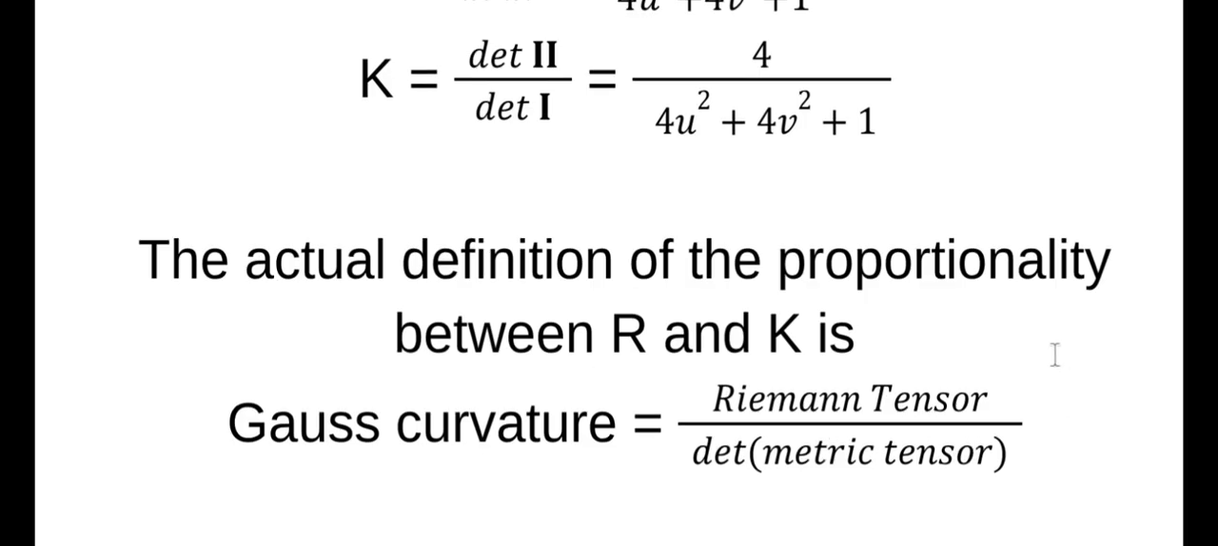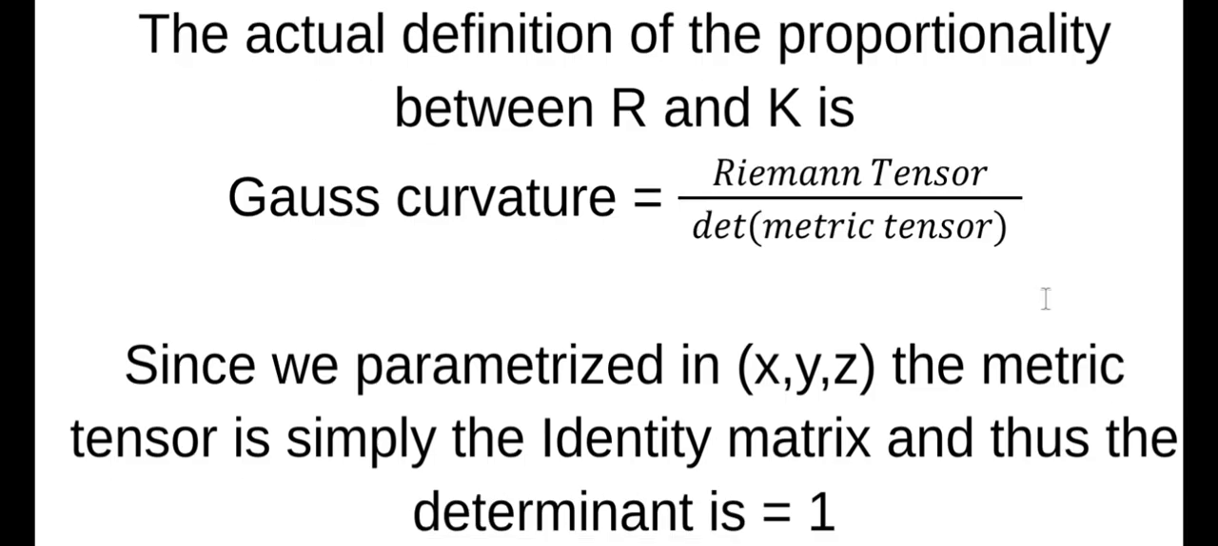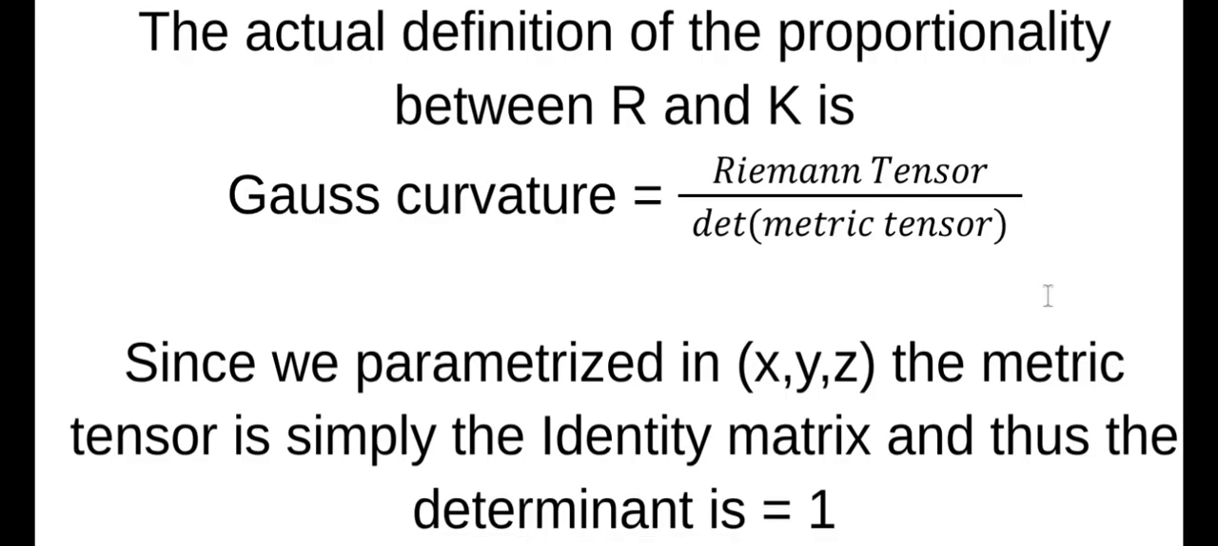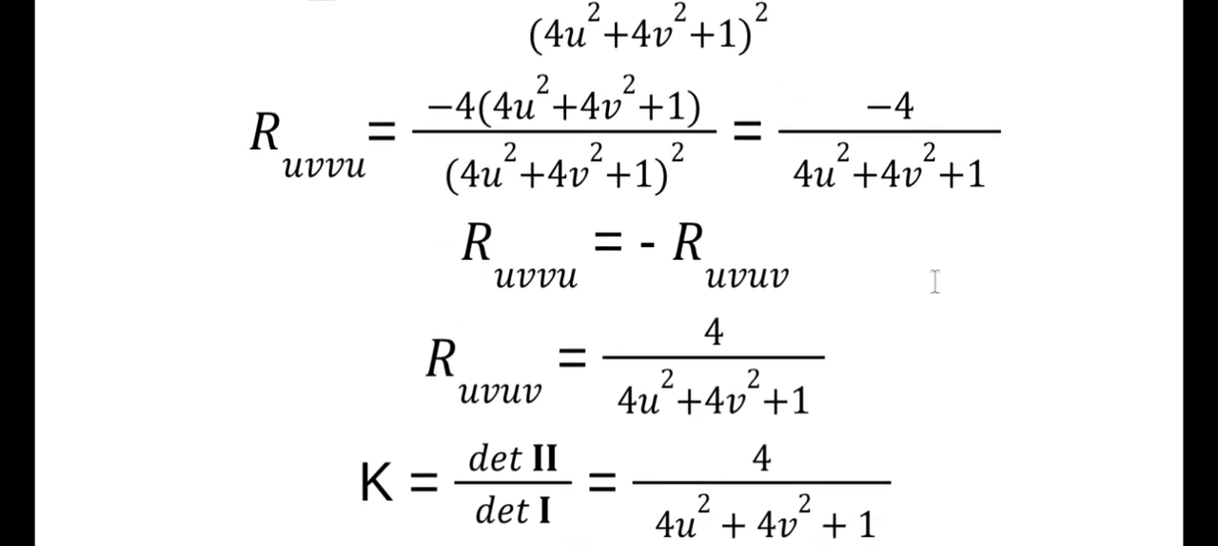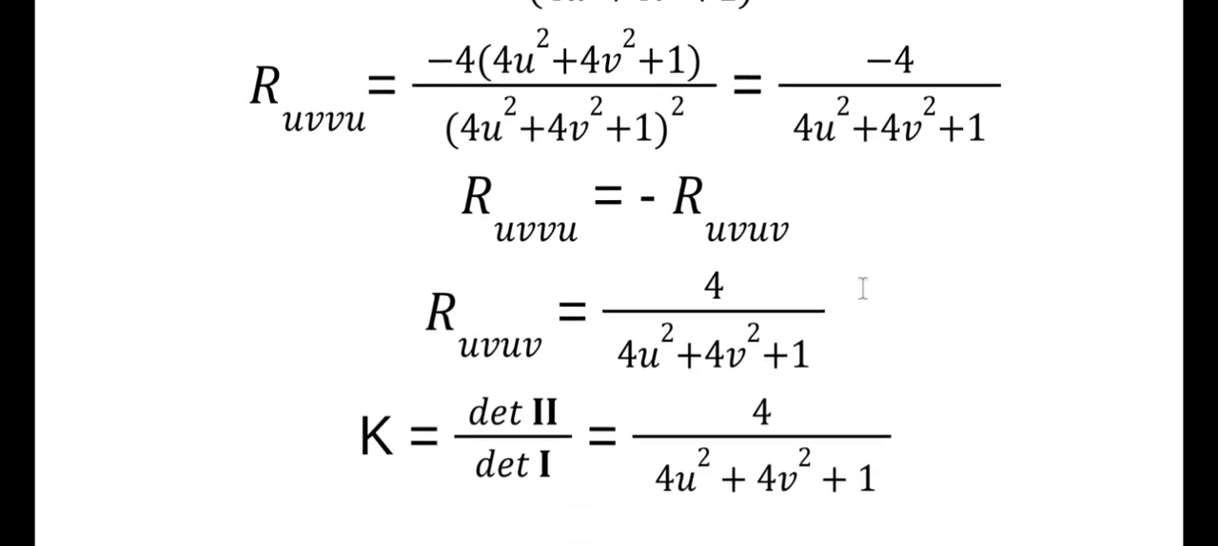But now remember, we parameterized in x, y, z. So that's the metric tensor of the Cartesian space, which is the identity matrix, and the determinant is just 1. So it's just this divided by 1, which gives you the same answer. So this is the first time I've done this, and it was fun. Learning how to do this and how it relates to this. So now we're into Riemannian geometry finally.